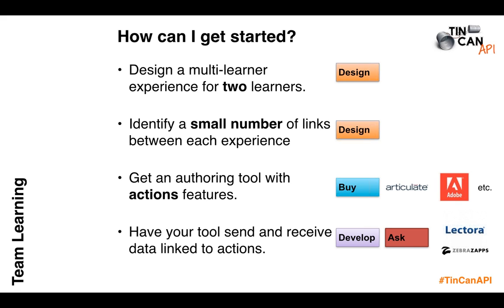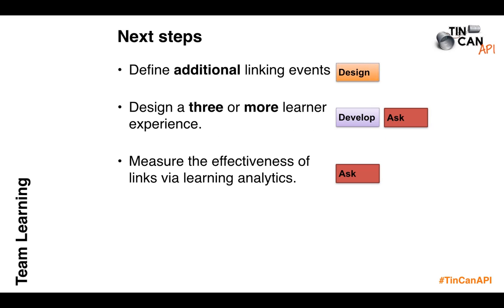And then exactly the same as the better blended learning example, get an authoring tool with actions features, and make sure your tool can send and receive Tin Can data. That might be Tin Can statements, or there's other types that I'll talk about on the technical slide in a moment. Once you've done your basic project, you might want to add additional events, and design an experience for more different learner roles, or you might want to add in some competitive elements, or add in some chat and communication features. And again, you can measure the effectiveness of these team relationships via learning analytics, because you've got it all tracked as Tin Can statements.